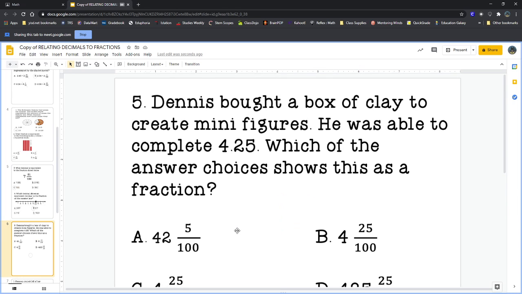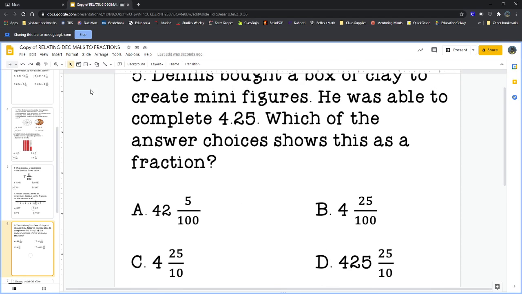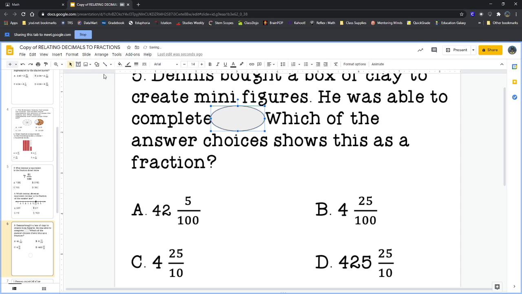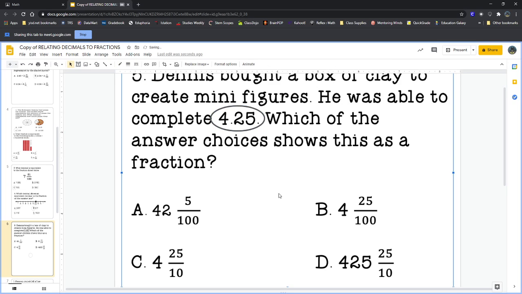Okay, question 5. Dennis bought a box of clay to create mini figures. He was able to complete 4.25. Which of the answer choices shows this as a fraction? Okay, so here is the number they want me to use, 4.25. They want me to turn that decimal into a fraction.